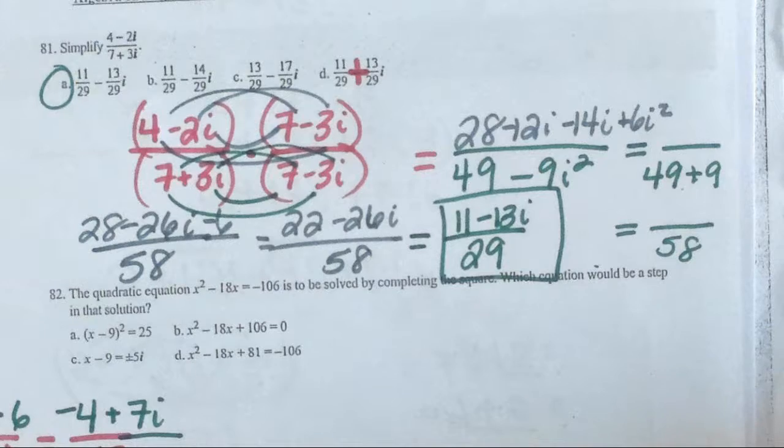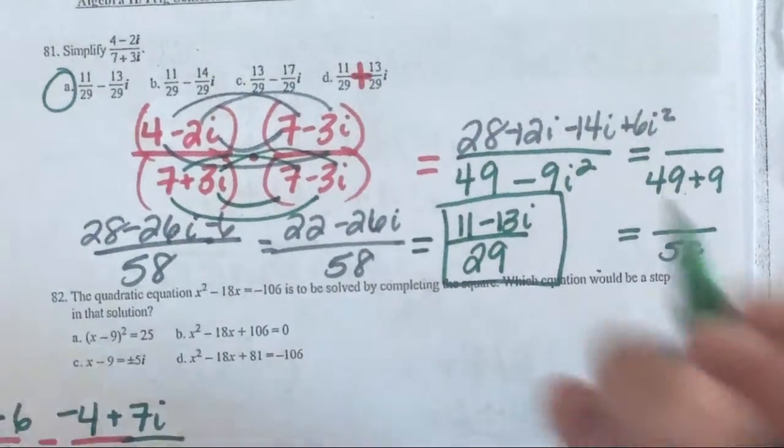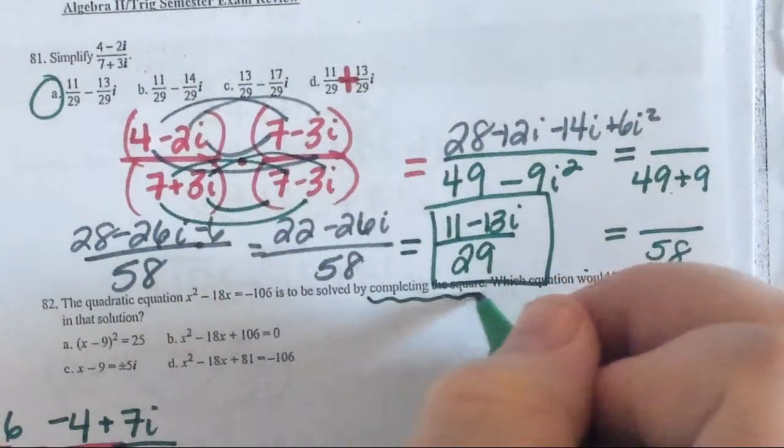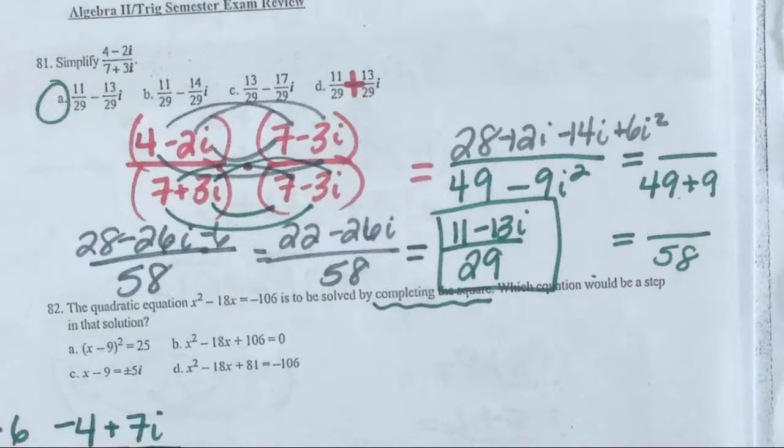Let's see what I got that one. Oh, and you should be so mad right now. So you're happy because that's the last complex number problem, and then you read 82, and guess what? They are tricking you into completing the square, your favorite way of solving quadratics.